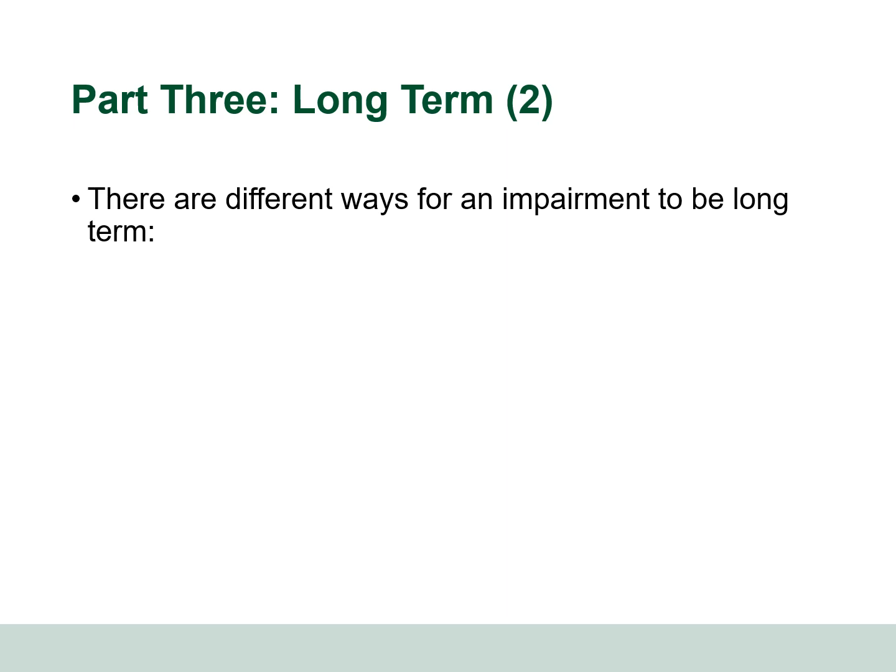There are three different ways an impairment can have a long-term effect on a person. The first way is where an impairment is lifelong. A typical example might be cerebral palsy, which arises at birth.